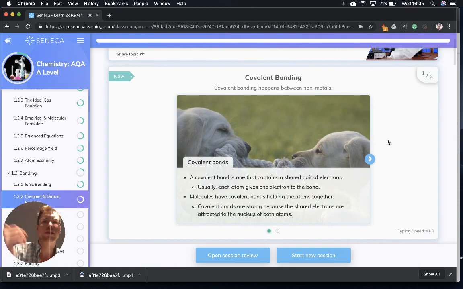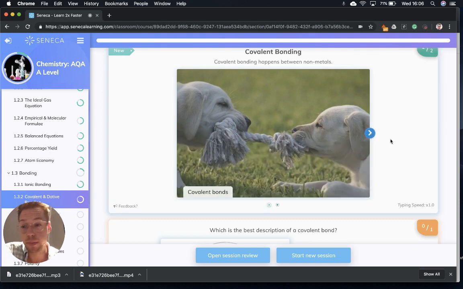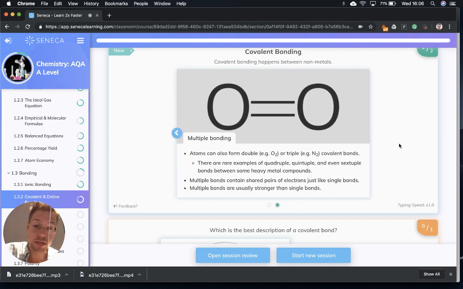Now, what is it? Covalent bonding happens between non-metals, and it's one that contains a shared pair of electrons, and usually each atom gives one electron to the bond. Molecules have covalent bonds holding the atoms together. Covalent bonds are strong because the shared electrons are attracted to the nucleus of both atoms. Remember, the nucleus is where the protons are, so it's got a positive charge, and electrons are negative.